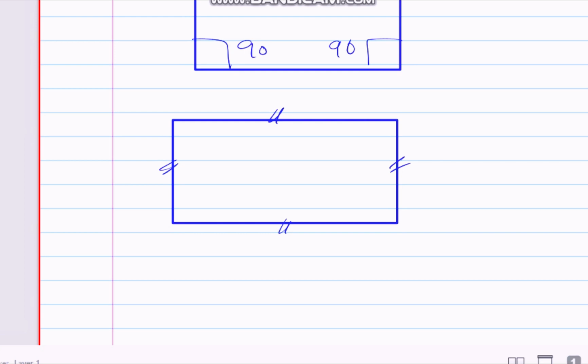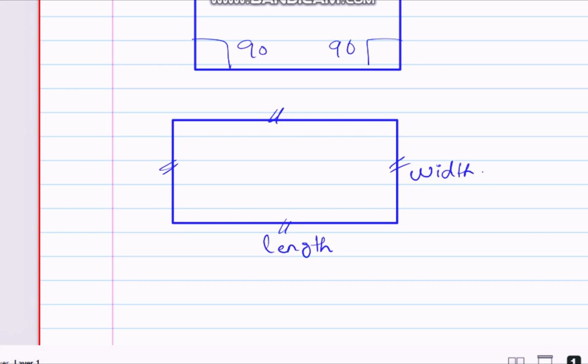Okay, so we call this line length. The line which is longer, which is greater in distance, is called the length, and the one which is smaller in distance is called the width. This is a very easy rule. You can decide what is length and what is width.